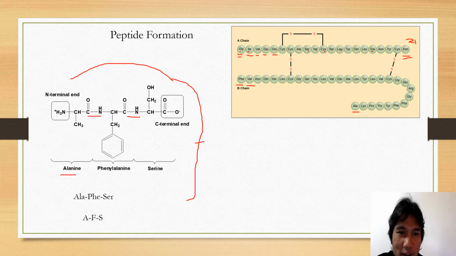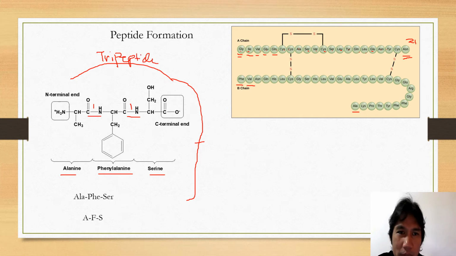So here there are 3 amino acid residues in the tripeptide. That's alanine, phenylalanine, and serine. The 3 amino acid residues are connected by peptide bonds. So this is one peptide bond and another peptide bond. So as I said, this is a tripeptide.